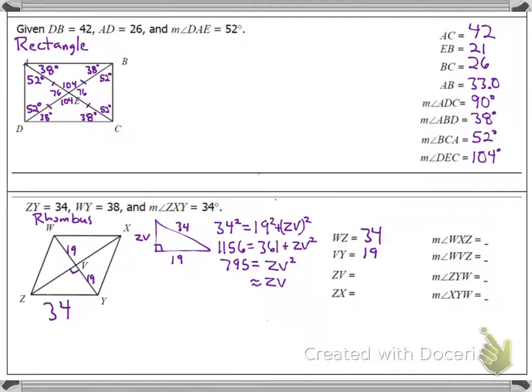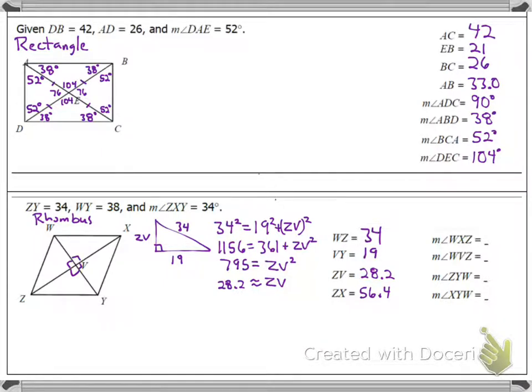comes out to be about 28.2. So that's ZV, but then when we want to find ZX, because the diagonals bisect each other, we can just take that and multiply it by 2, and we get about 56.4. Now, that's the sides. Let's go to the angles. I know I have right angles at the intersection, so let's throw some right angles in there.